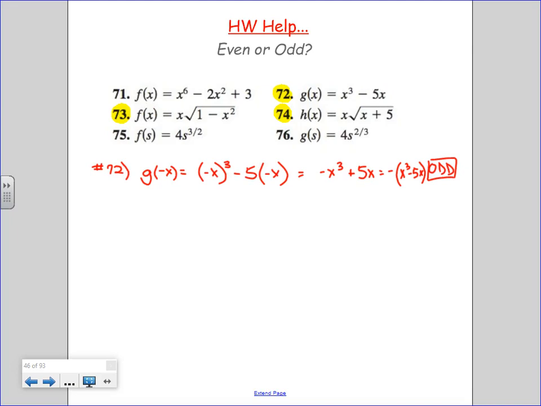Questions on simplifying? Why did the negative stay after cubing? Yeah, it's an odd number, right? So 2 of them make a positive, but then you have another one that's going to multiply into it.